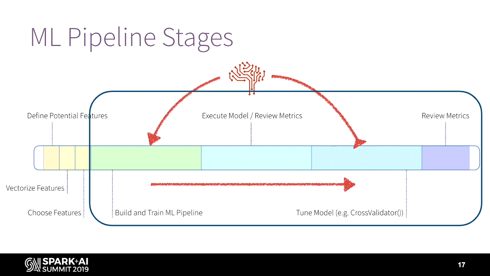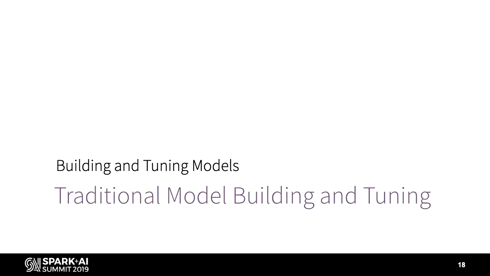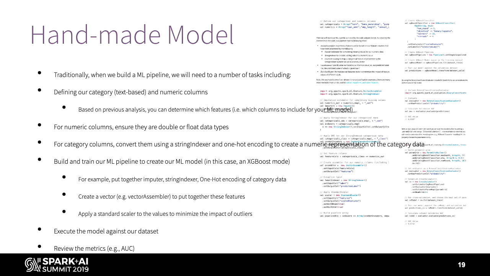So now if we're looking at the process as a whole, we've engineered our features, we've selected the important ones that we want to push into our model. Now let's get to the steps where we're building, executing, tuning, and then reviewing the metrics of several different models. And what this looks like in a traditional model building and tuning pipeline is a little bit overwhelming looking at it on the slide there.